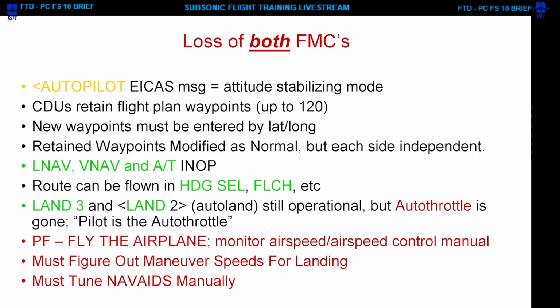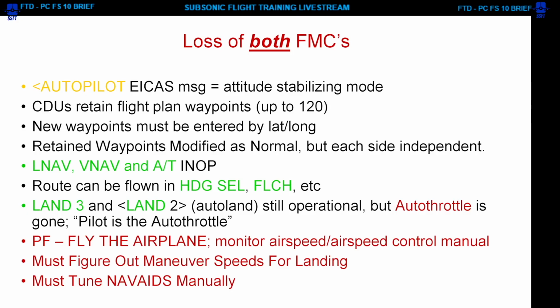Any new waypoints have to be entered by latitude, longitude. Any old waypoints, we can call by its name, because it remembers that lat long is for that name. But any new waypoints, we have to enter the lat long to go direct to them. The retained waypoints are modified as normal, but each side is independent. What that means is the left CDU is different from the right CDU, is different from the center CDU.